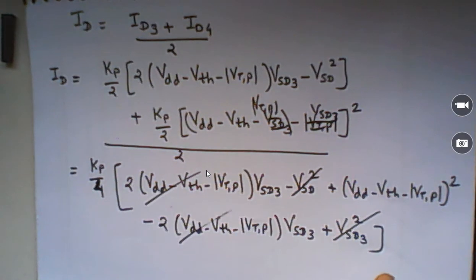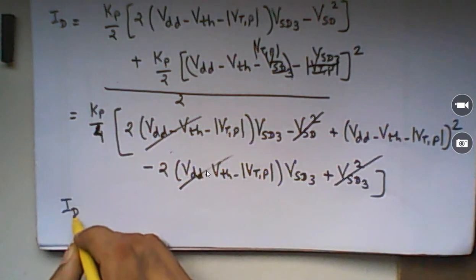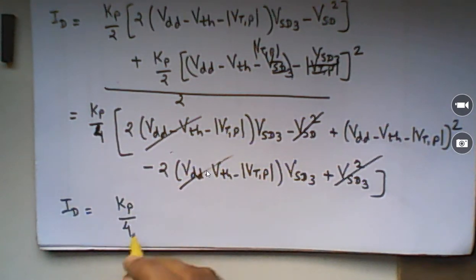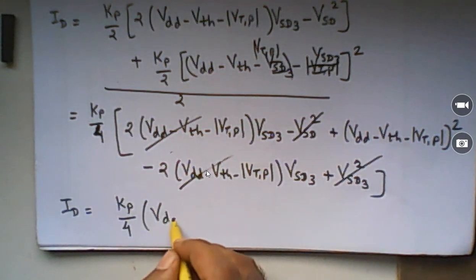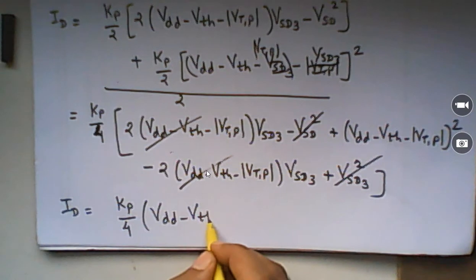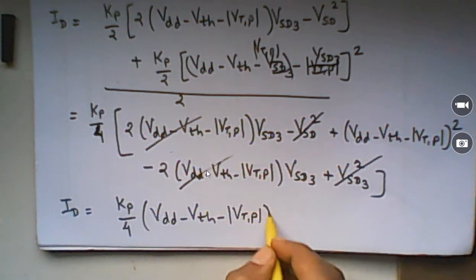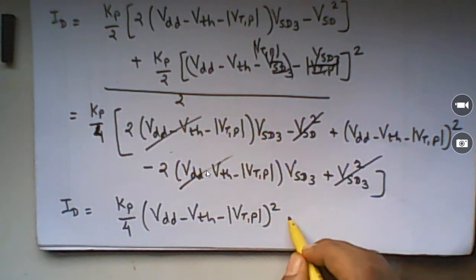So ID is equal to, since both the PMOSFETs are connected in parallel, Kp by 4 into (VDD minus VTH minus VTP) square minus VTP square. So this is our equation 2.